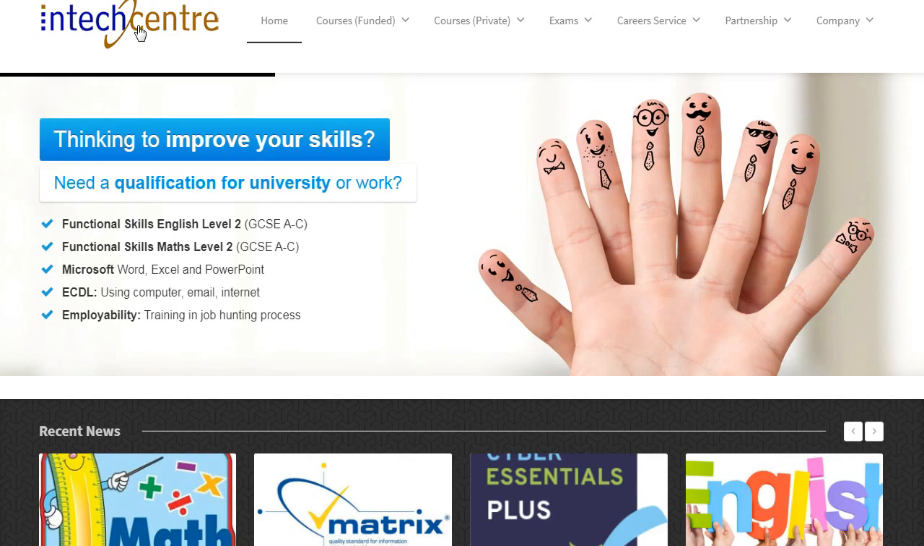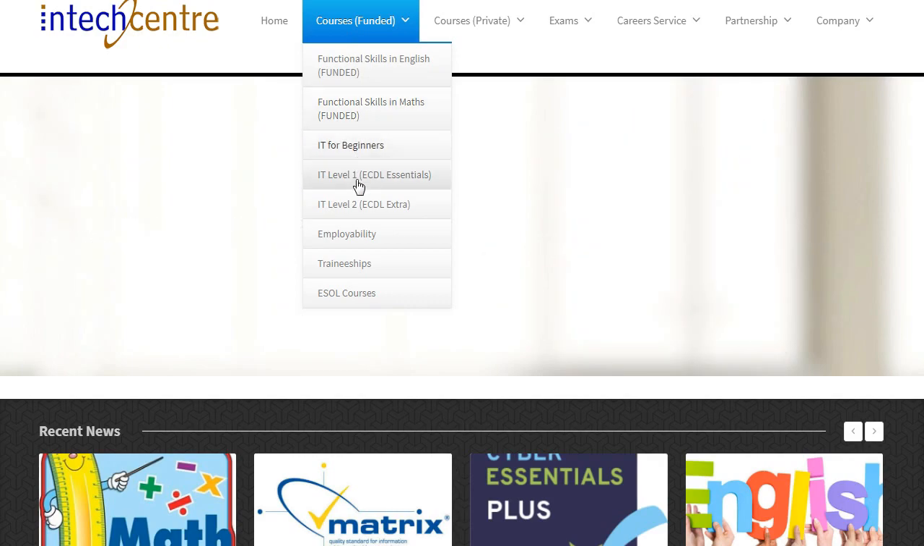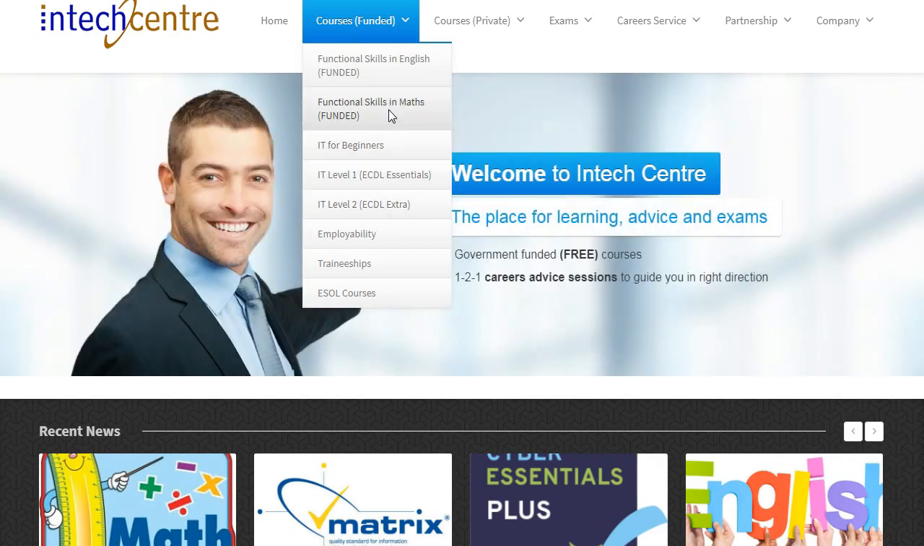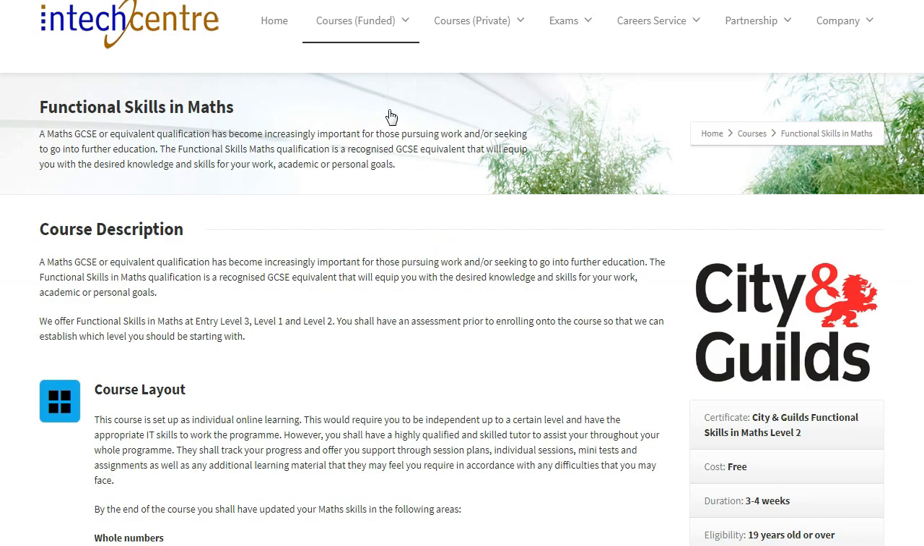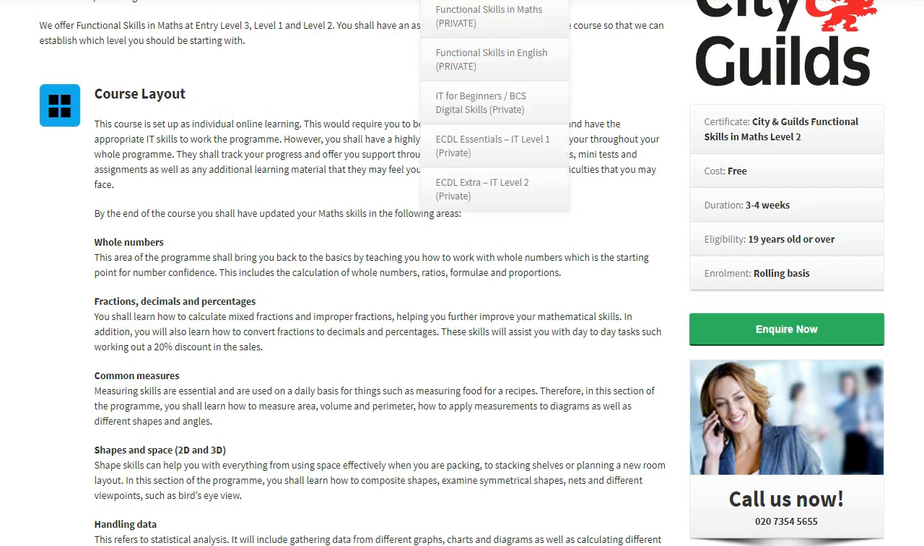www.intechcentre.com. On our website, you will also find the funded courses in English, Maths, IT and Employability. Now, if we click onto the Maths funded, you will be able to find the course description, course layout, and on the right some information about the program itself, such as cost, duration, eligibility, and enrollment. If you'd like to find any other information, you can inquire now, or if you're interested to speak to us about the program. Also, if you're not eligible, you have the option to go private.